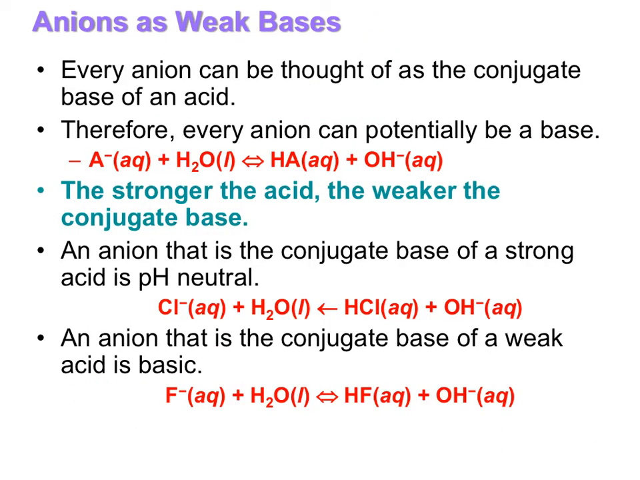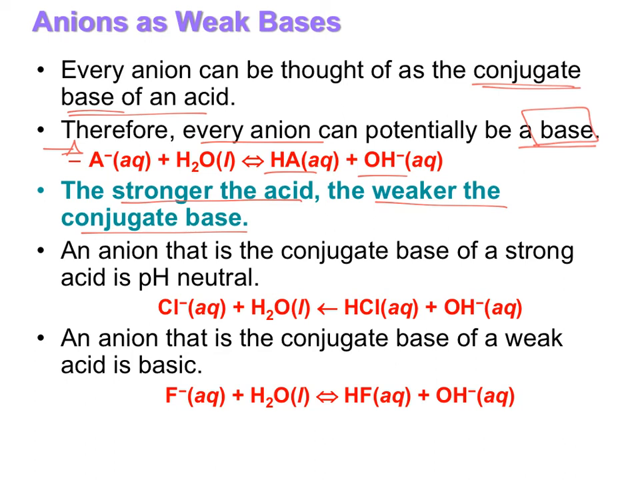So you can actually consider every single anion as a conjugate base of an acid. And because of this, every anion can be a base, right? If it can be thought of as the conjugate base of an acid, then it can act as a base. So here we have just a general ion A minus reacting with water, and we get an acid and OH minus in solution. The stronger the acid, the weaker the conjugate base. So this is an idea that will help you for the further calculations we will do.